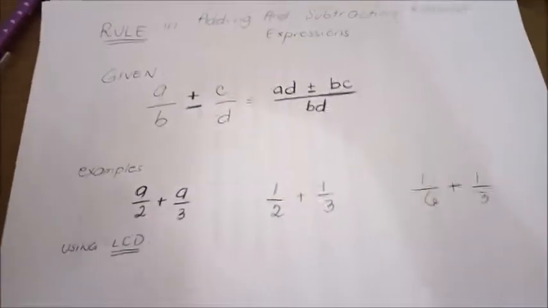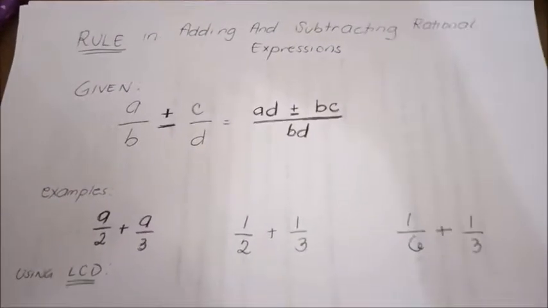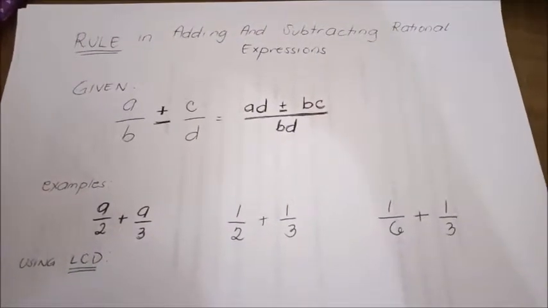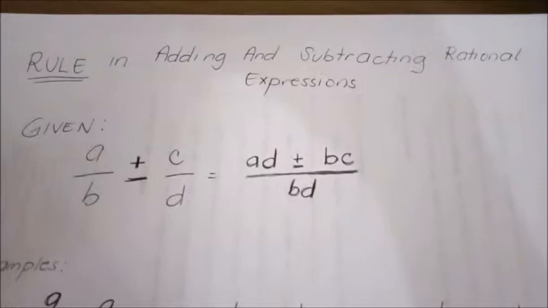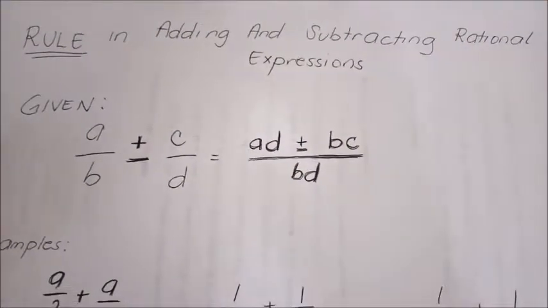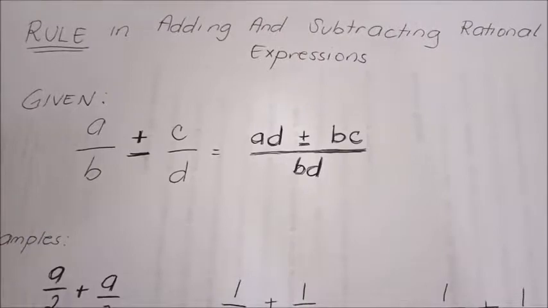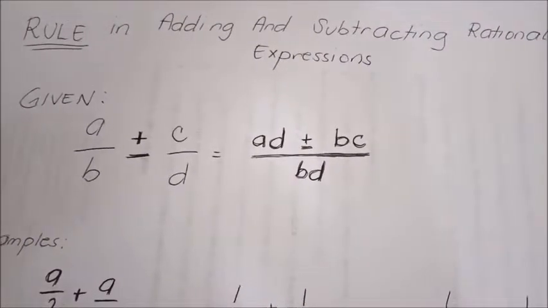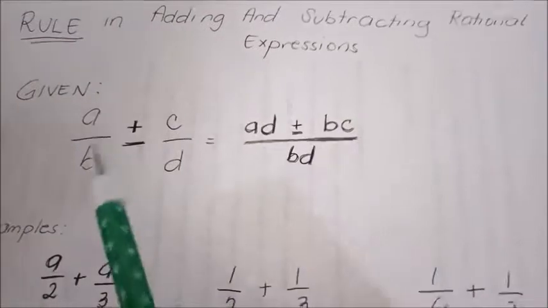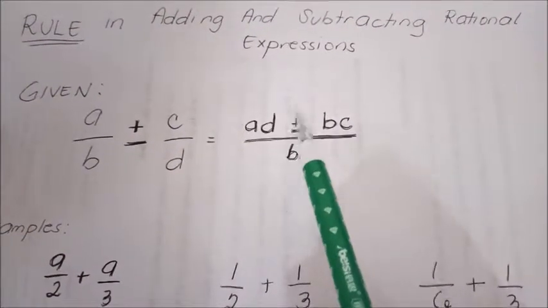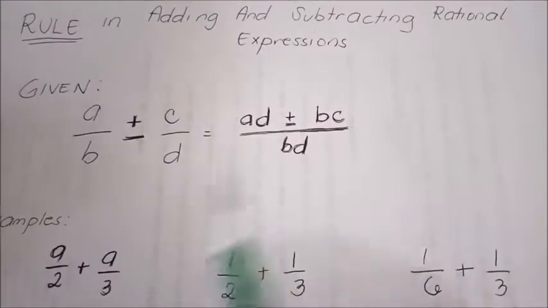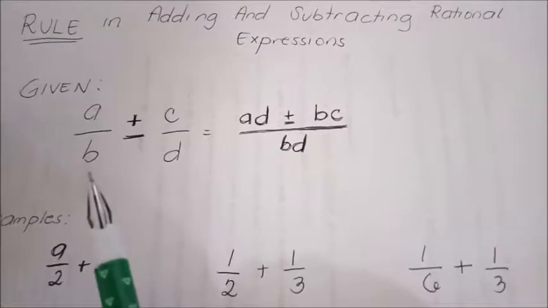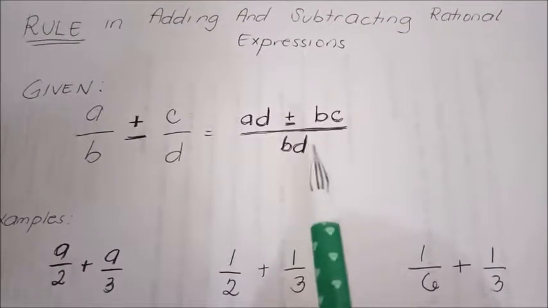Good day. So today, we will have a review about adding and subtracting rational expressions and also about complex fractions. So let us start with the rule in adding and subtracting rational expressions. Let's say our given are fractions a over b and c over d. If we are to add or subtract it, all you have to do is to multiply a and d plus or minus the product of b and c all over the product of b and d, which are our denominators.